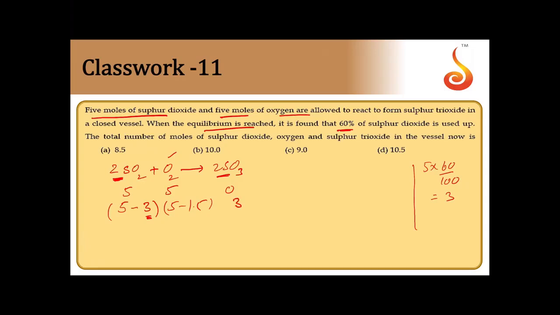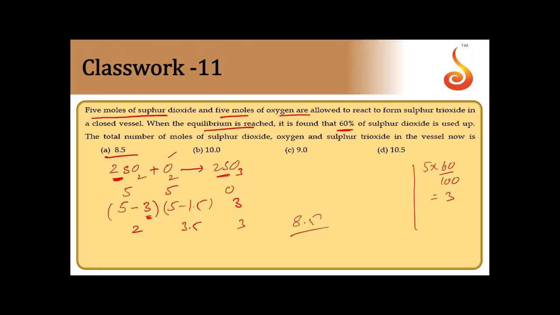Now the question is the total number of moles. It will be 2 moles from here, 3.5 moles here and 3 moles here. Total number of moles, just adding all of them, 2 plus 3.5 plus 3, the value comes to 8.5. So the answer is option A, 8.5.